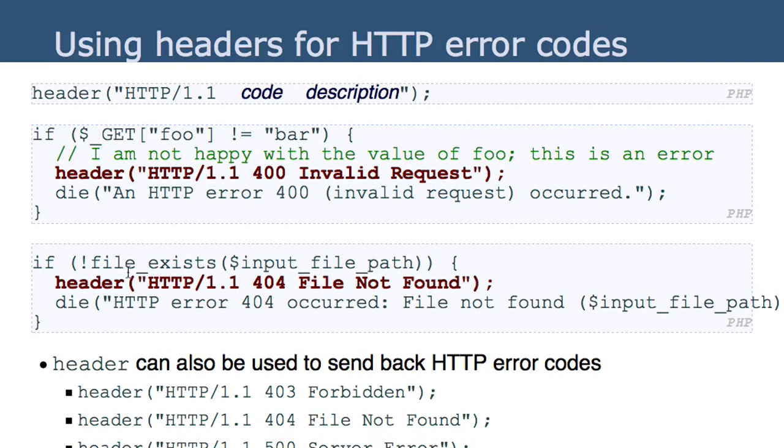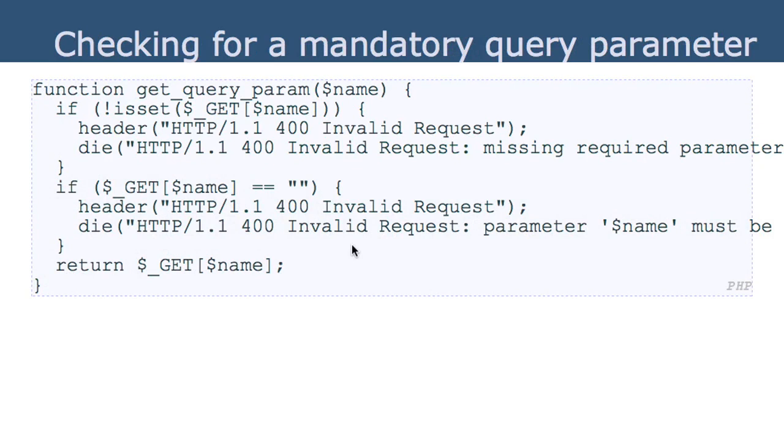Or maybe the file doesn't exist that we need to be able to read, and so we'll say 404 file not found. Actually, in this example, if this is a variable that the client supplied, then yeah, I might say 404 file not found. But if this is a variable that I'm using internally, then I probably wouldn't use a 404. I'd probably use a 500. But at any rate, this is an example of checking for query parameters to ensure that they're passed.